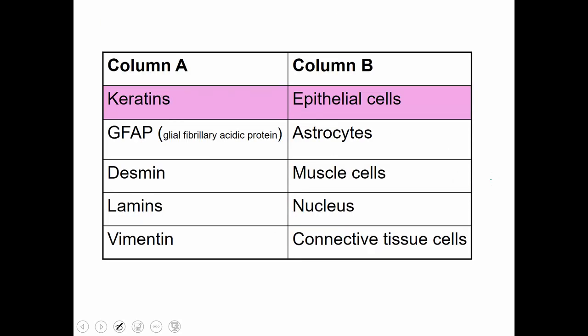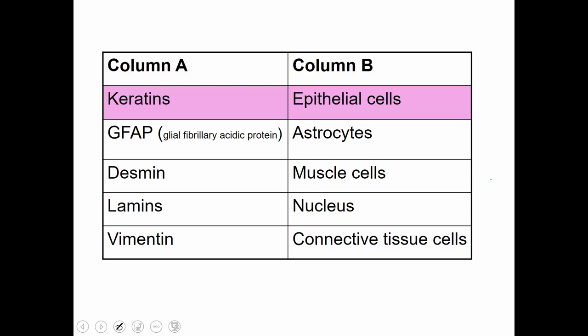Now, intermediate filament proteins come in different flavors, and we use them as diagnostic tools. We do in your lab manual. There are going to be sections that are stained for keratin. Keratin is an intermediate filament protein of epithelial cells, so if I want to look at the epithelial lining of skin, I'll stain with keratin. However, if I want to look for muscle, I'll stain with desmin, another class of intermediate filament proteins. Or I'll use vimentin to look at connective tissue cells.